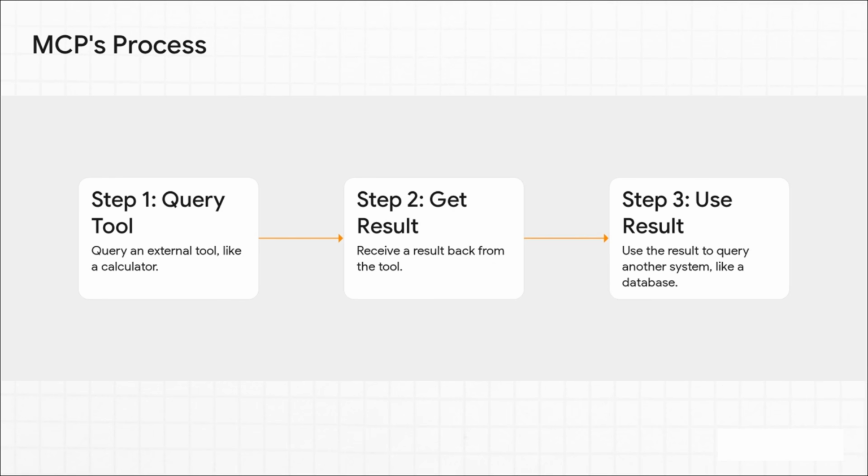Now, MCP. That's a whole different ballgame. It's way more dynamic. Just imagine asking something like, what's our total profit for products over $50? An MCP-powered AI could first call a calculator tool, get a number, and then use that result to go ask a database a totally new question. It can chain actions together.